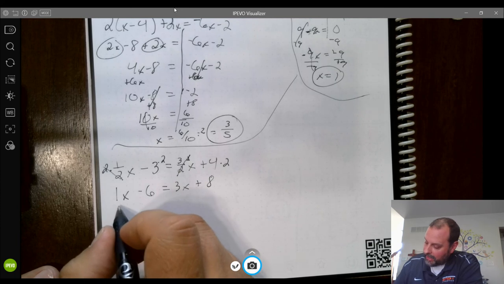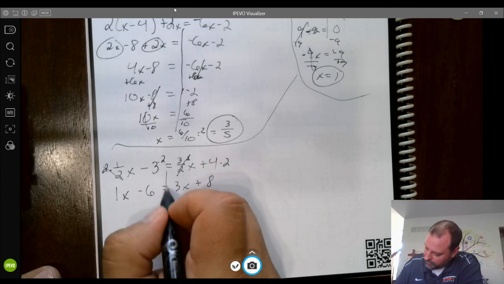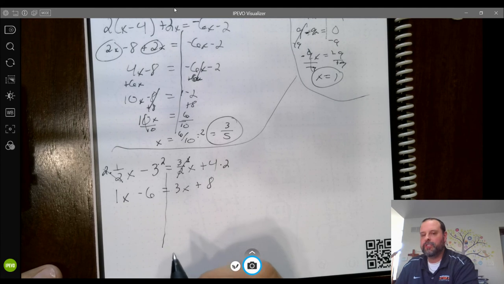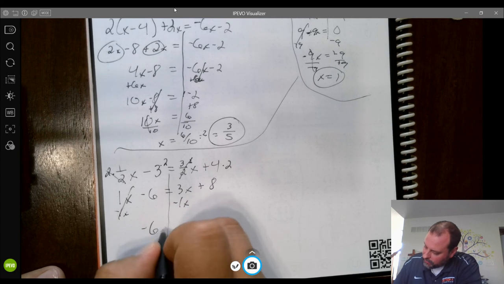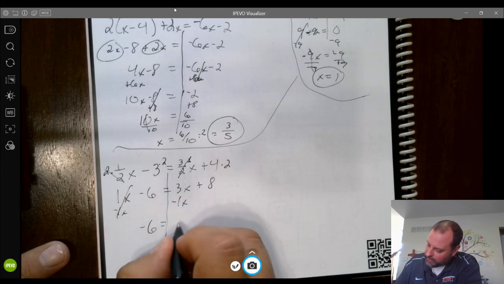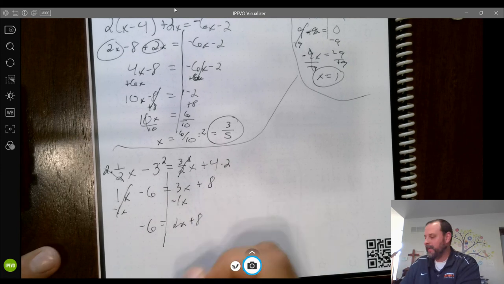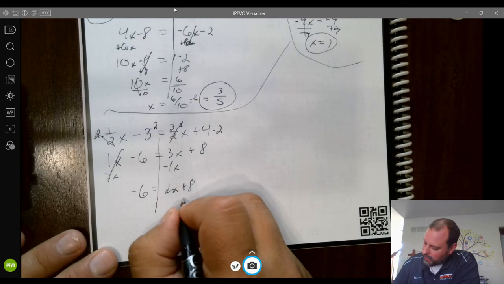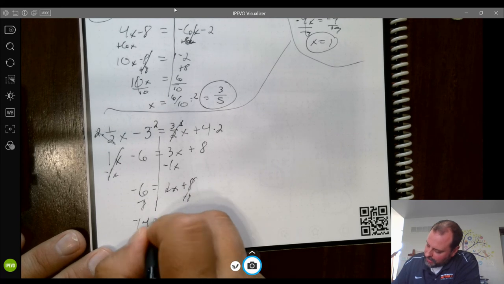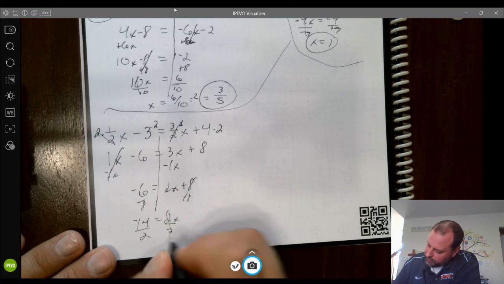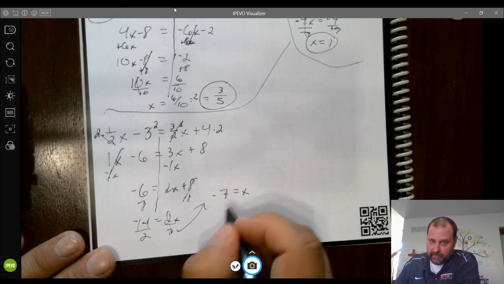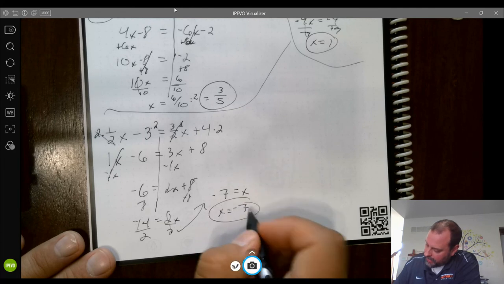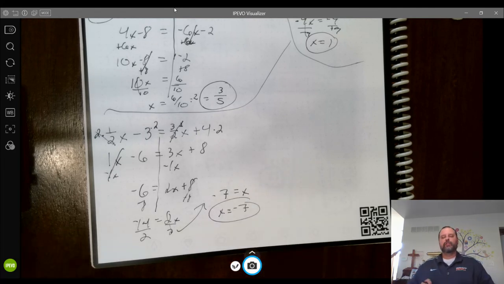Okay, so I again have variables on both sides of the equation. So I'm going to move the smaller one. 1 is smaller, so I subtract 1x from both sides. So I get -6 equals 3 minus 1 gives us 2x plus 8. But now we're dealing with a problem with no fractions. I subtract 8 from both sides, so I get -14 equals 2x. To finish it out, I divide by 2. I'll put it up here. So I get -7 equals x. If you want to flip it, x equals -7, that's fine. I'd take that too.